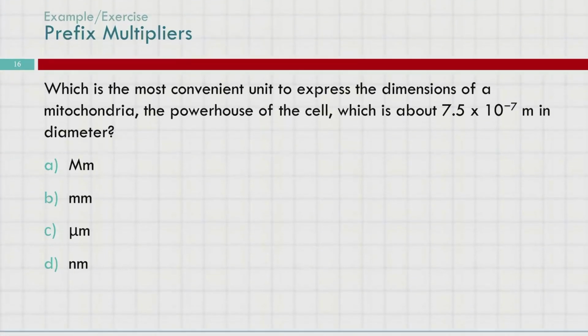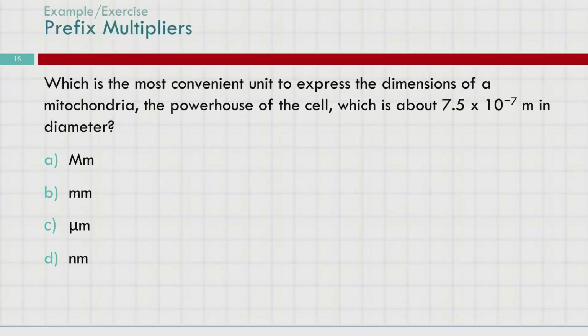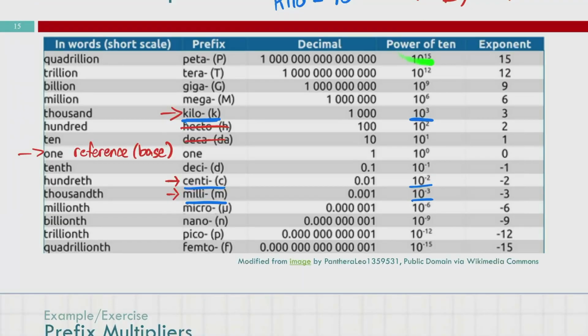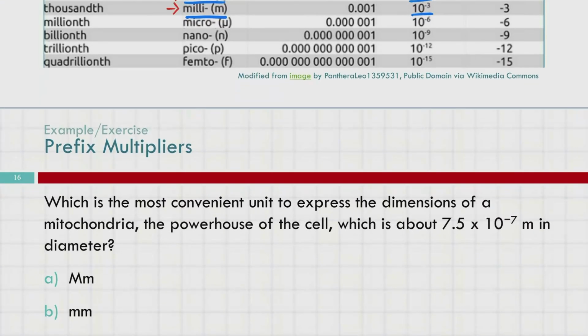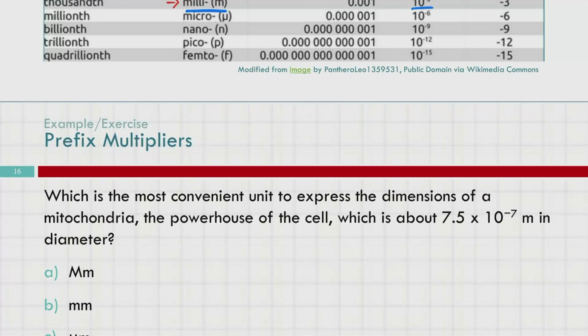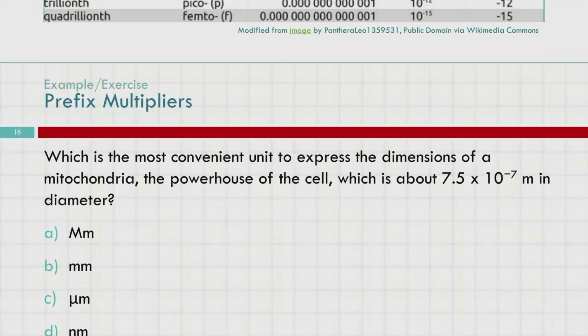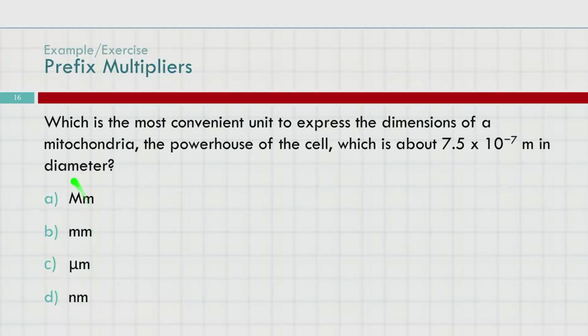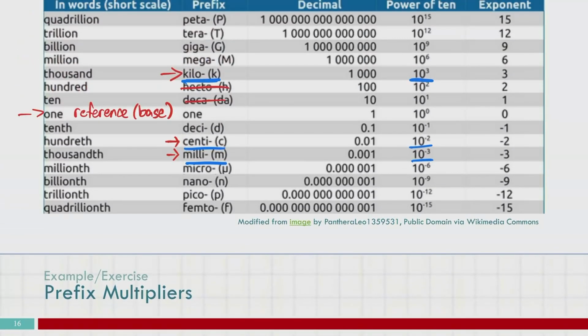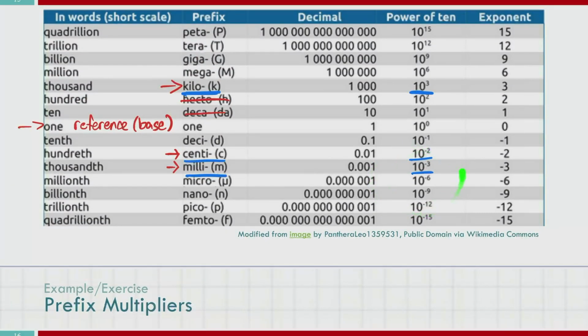All right, let's see if we can pick a properly sized unit. When we're picking units, if we've got it in scientific notation, we would want to pick the power of 10 that's close to whatever our scientific notation exponent is. So for example, what is a convenient unit to express the dimensions of a mitochondria, the powerhouse of the cell, which is about 7.5 times 10 to the minus 7 meters in diameter. So we want to pick the letter that gets us close to 10 to the minus 7. Which of these units has a power of 10 that's close to 10 to the minus 7?